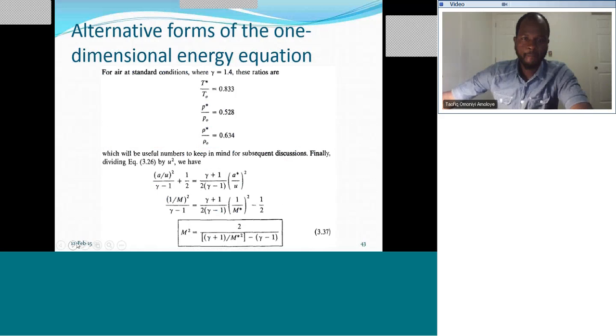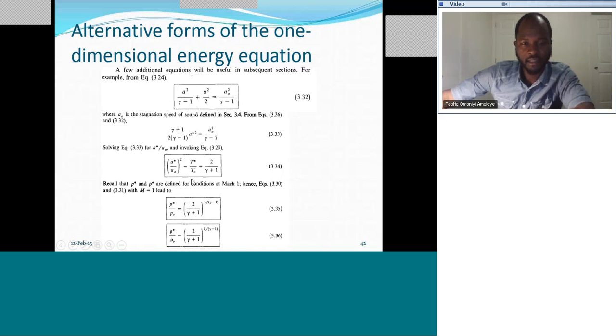So we can notice from here that these ratios are only dependent on the property of the fluid, gamma. So for air at standard condition, the value of gamma is equal to 1.4. So if we insert 1.4 there, we can find the numerical value for this ratio as well as for this and that ratio.